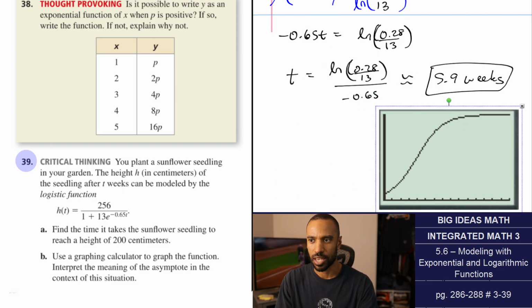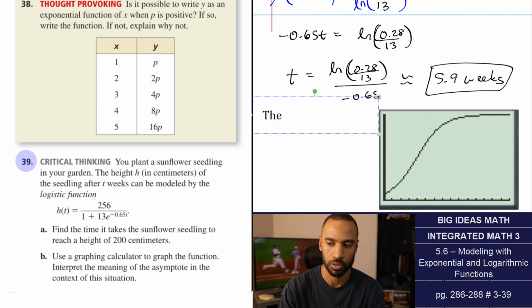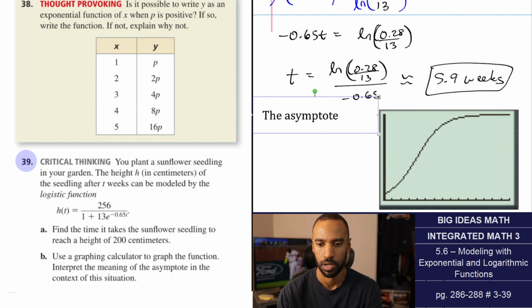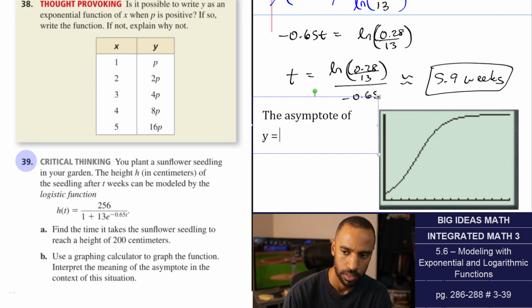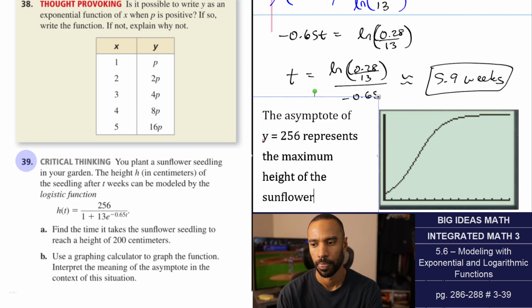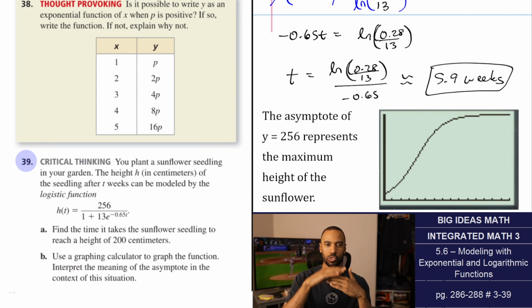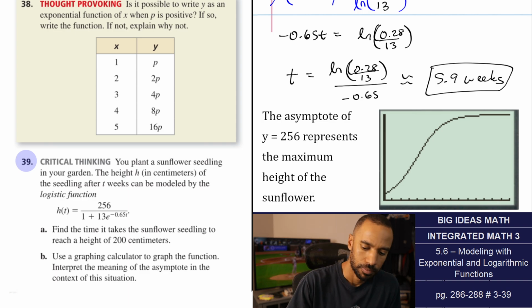So that represents the asymptote of y equals 256, the maximum height of the sunflower. Now, can it actually hit that height? I guess not technically, but that's the one that it's reaching closer and closer to over time. That'll be it.